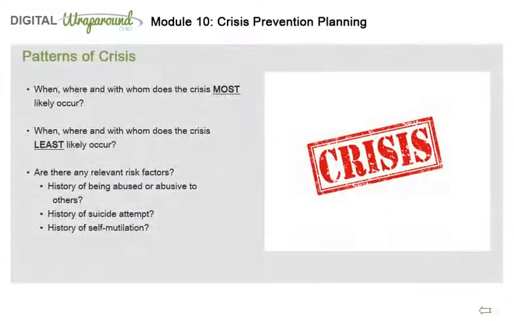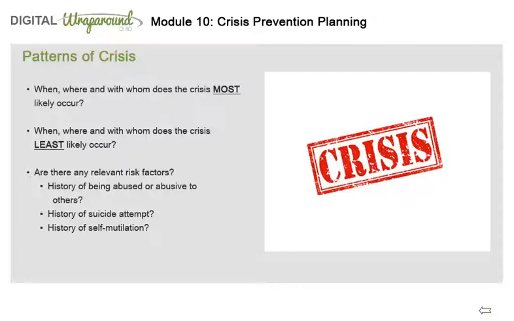The next step to the crisis planning assessment is to help teams look for patterns. This helps the team to identify if there are certain places or people who worsen the crises if it hasn't previously been identified. This also can help the team to identify if there are places or people that help to calm or de-escalate the youth.